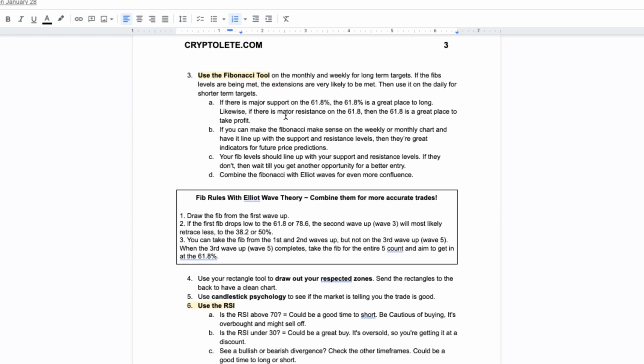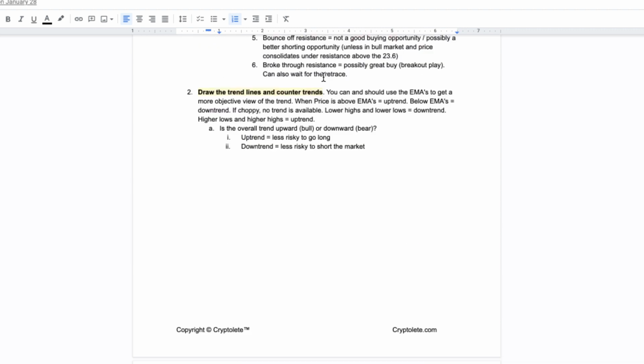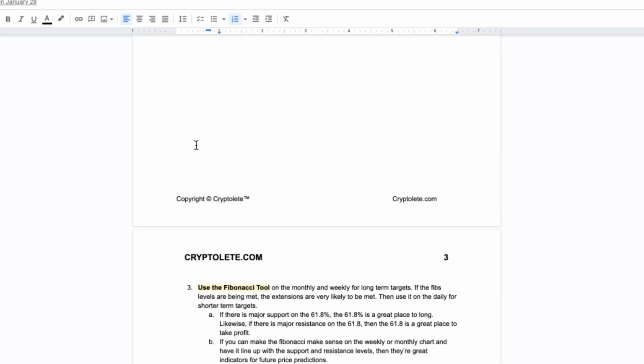Then I have the Fibonacci tool, and I check the Fibonacci on the monthly and the weekly for long-term targets. If the Fib levels are being met, the extensions are very likely to be met. Then use it on the daily for short term targets. So I start off on the monthly or the weekly for the targets, and then I go down to the daily for the shorter term targets. This is the top down analysis. I use it for the support and resistance levels, and I use it for the Fibonacci.